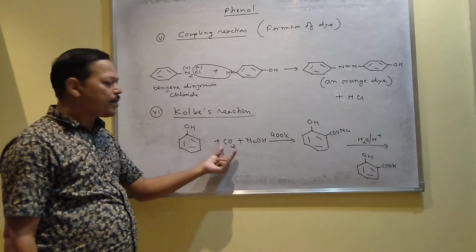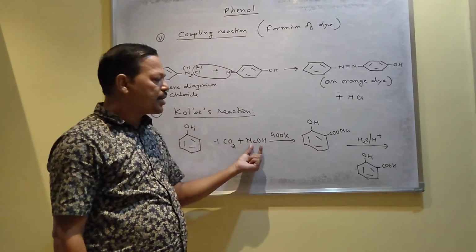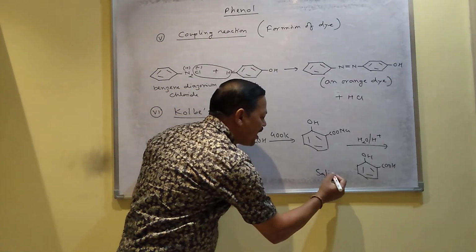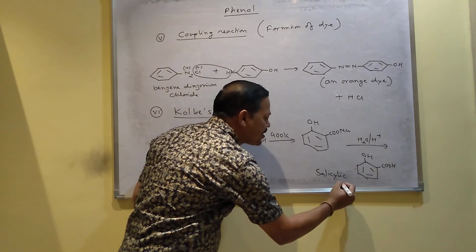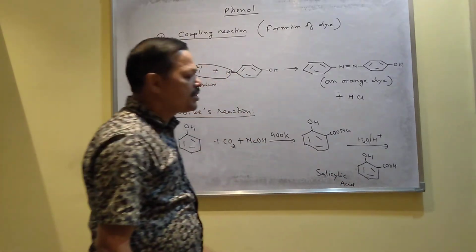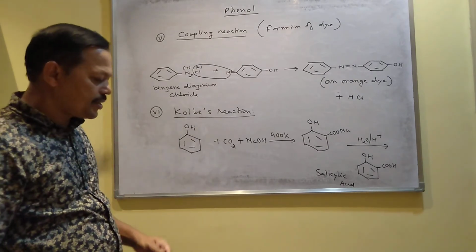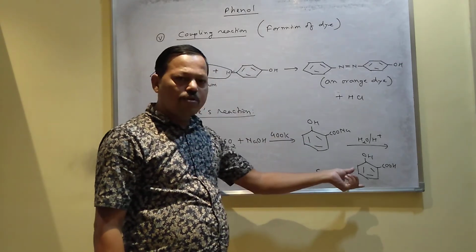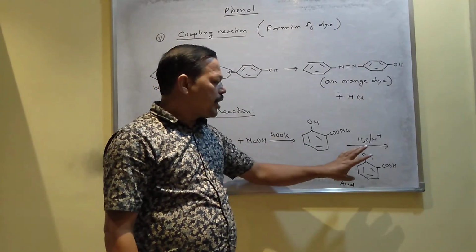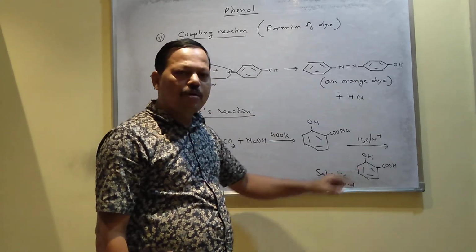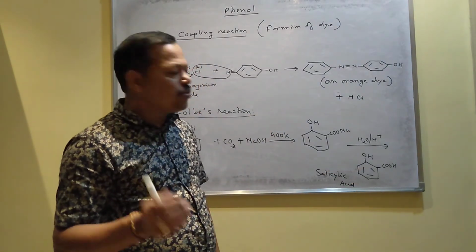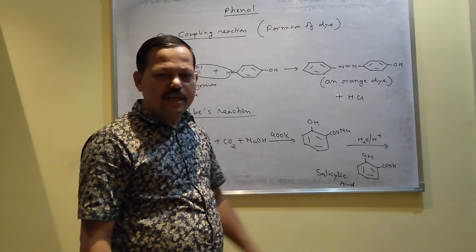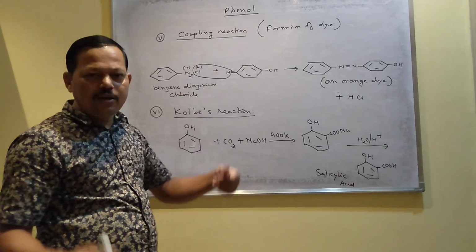When phenol reacts with carbon dioxide in presence of sodium hydroxide, then it produces salicylic acid, S-A-L-I-C-Y-L-I-C, salicylic acid, and this reaction is called Kolbe reaction. This salicylic acid compound also has one use: you can make one popular painkiller from this compound. The painkiller is aspirin, everyone knows about it. You can prepare aspirin from this salicylic acid, and that is the use of salicylic acid. So that I'll do in next class.